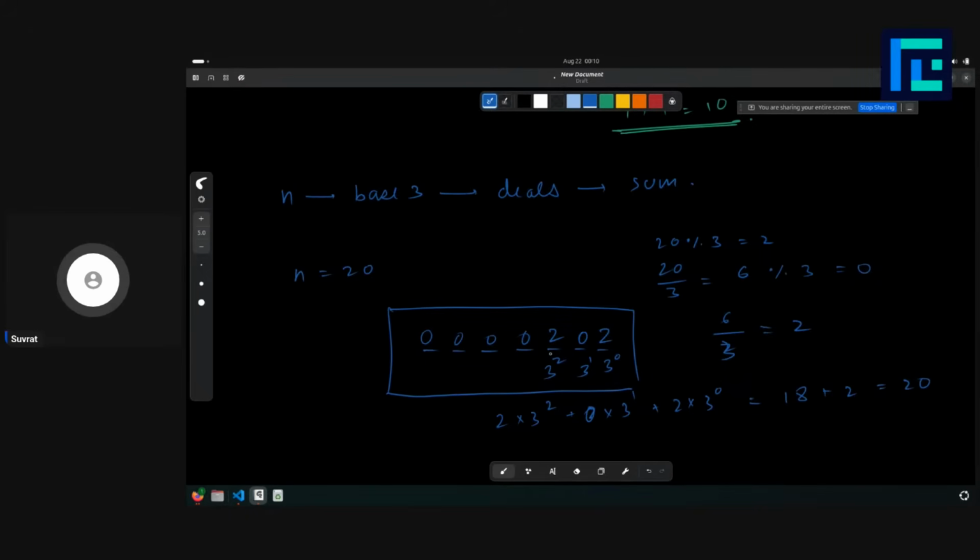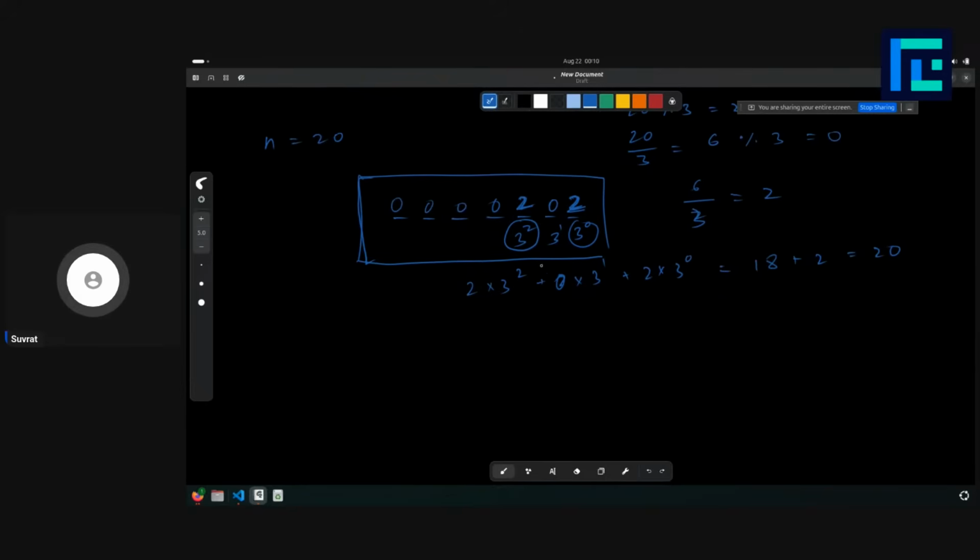So now I know that for 3 to the power 2 I am making 2 deals, and for 3 to the power 0 I am making 2 deals, and I cannot further reduce this number, since we could have only reduced when any digit was greater than or equal to 3. In that case, we could have moved forward to the next power of 3. So now let's find the answer. 2 deals of 3 to the power 2 and 2 deals of 3 to the power 0.